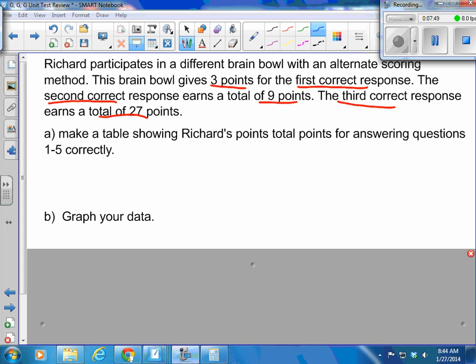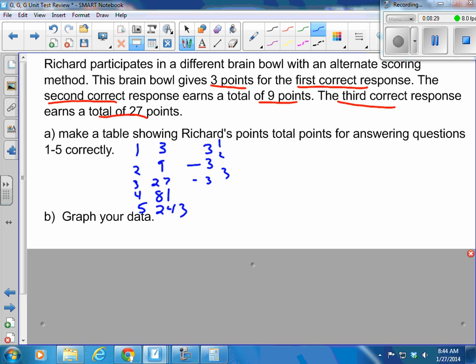I hope that you notice the pattern when you're making your table. So 1 correct answer gives me 3 points. 2 gives me 9. 3 gives me 27. 4, excuse me, I'm not timesing it by 3, I'm bringing it to the next power. So this one is 3 to the first power. This one's 3 to the second power. This one is 3 to the third power. This one, number 4, is 3 to the fourth power, which gives me 81. And then my last one is 3 to the fifth power, which gives me 243.